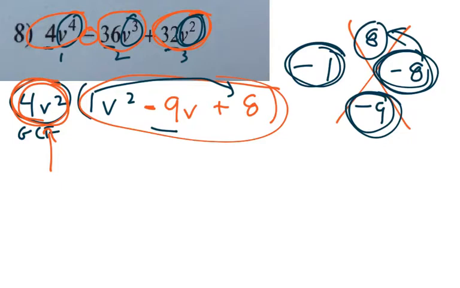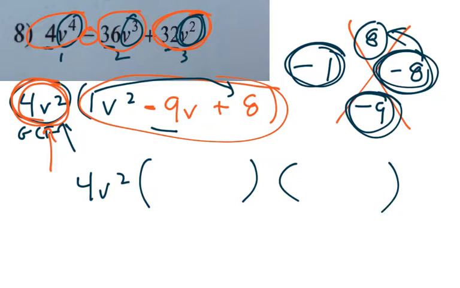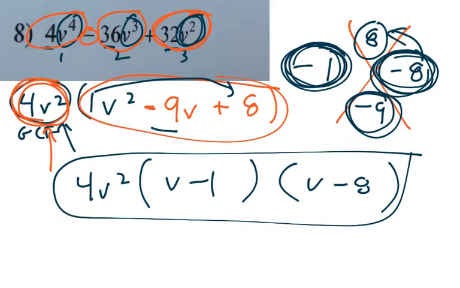What's our final answer? Don't forget the 4√2 GCF in front. Now we have our parentheses. The negative 1 right here means x minus 1. The negative 8 here means x minus 8. And that's how it's done, guys.